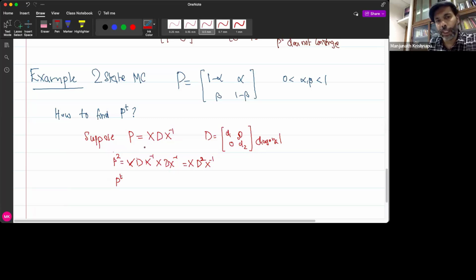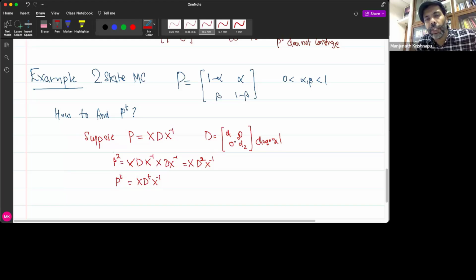If you raise to the power T, you will write this T times: XDX inverse, XDX inverse, XDX inverse. If I do one more time, I'll get XD cubed X inverse. In general, P to the power T is XD raised to the power T X inverse. Now, nice, because it's diagonal matrices I can raise powers of.